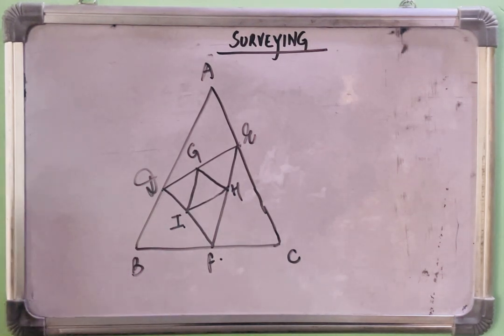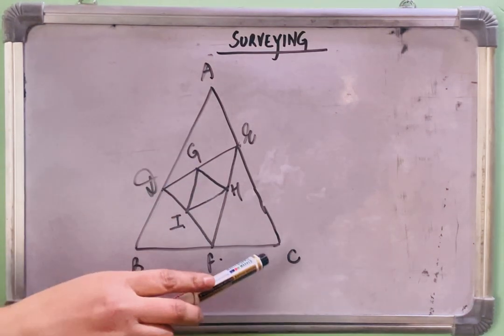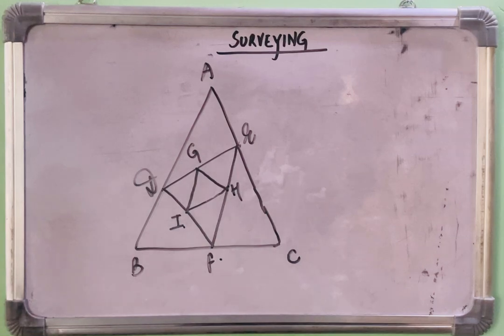By doing so, what will happen? The errors in the location of the small triangle will be localized and they will not affect the position of the large triangle ABC, right? So this is the first principle of surveying, always work from whole to part.